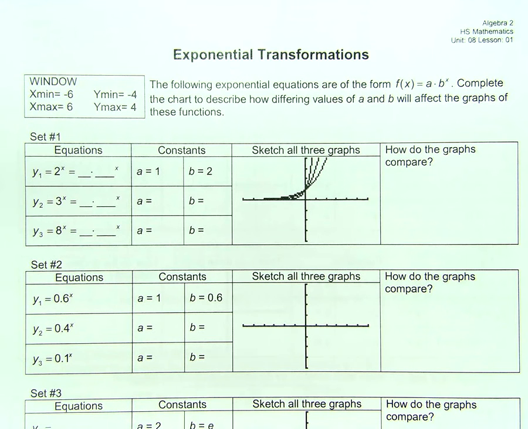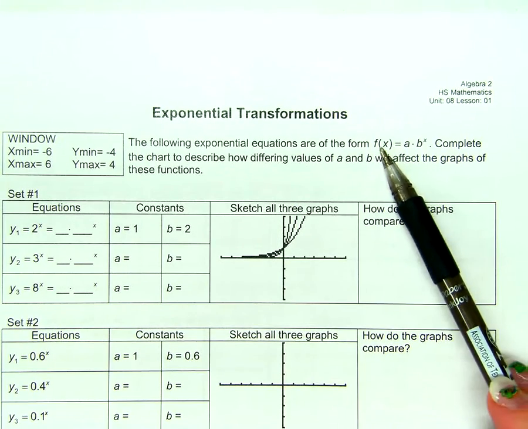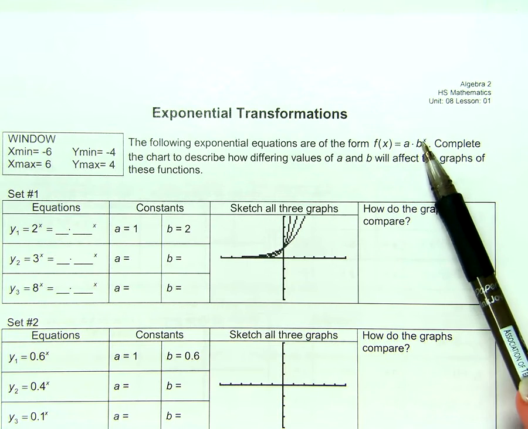All right, exponential transformations is the worksheet we're working on today. Hopefully, you're getting pretty good at transformations, because we've done it, what, 5 times now? Done different transformations on different parent functions. So now we have to do the parent function of exponential. f of x equals a times b raised to the x power.